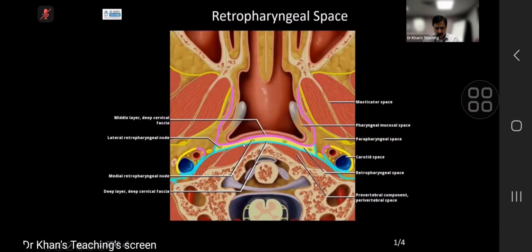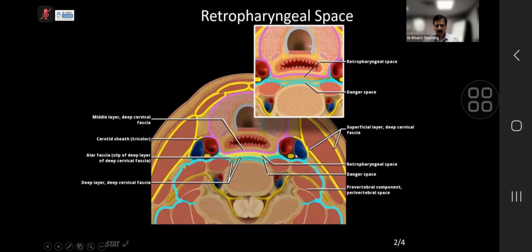Now, if you look carefully, you see this structure here where I'm pointing out, this yellow structure is the retropharyngeal space, and they have shown small lymph nodes also there. Now, you have to discriminate it from the perivertebral space. So the key point is that this muscle here, which is the prevertebral muscle, is known as the longus colli muscle. So I'll show you how you discriminate between these two entities.